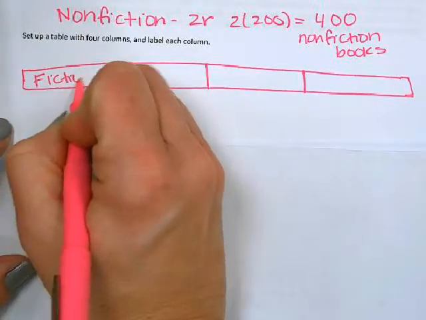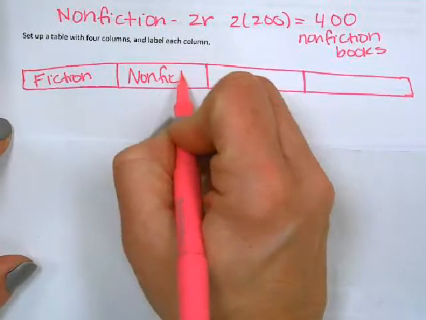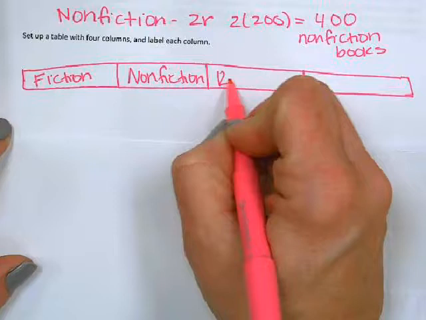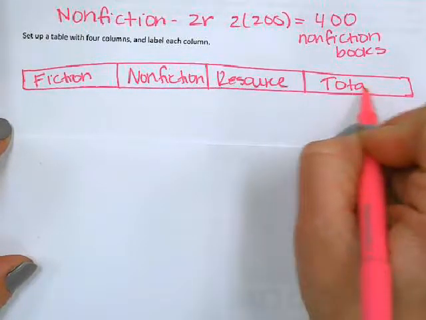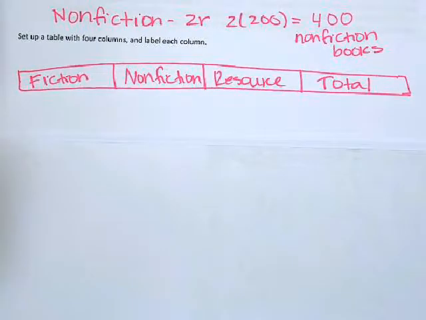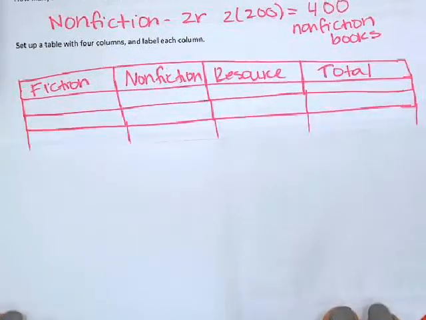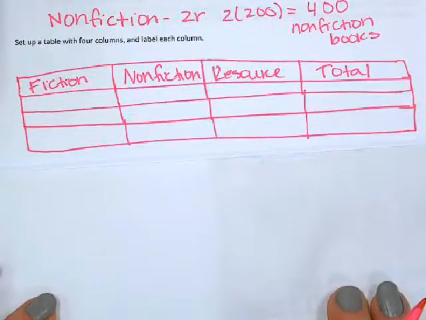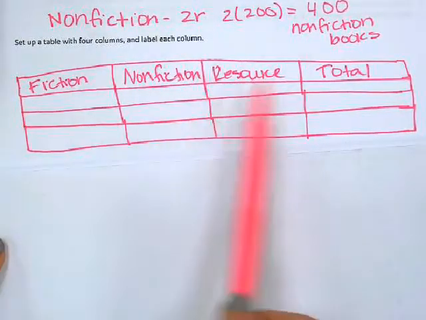So fiction, nonfiction, resource, and then total. Okay, also go ahead and make 3 more rows in your table. Again, don't worry about whether they're straight or not. Mine obviously are not. Your headings are fiction, nonfiction, resource, and total.